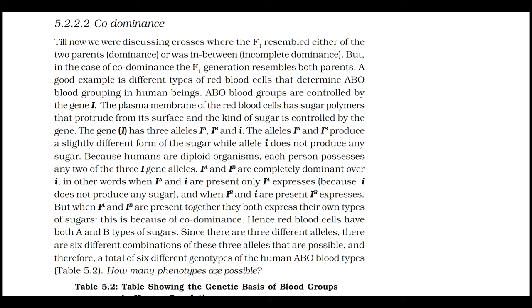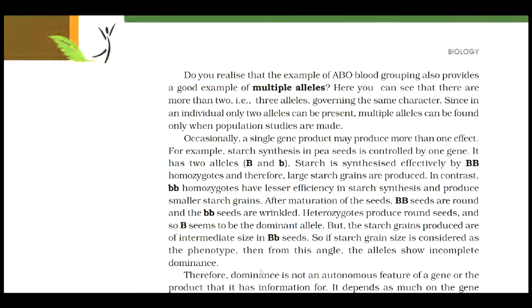How many phenotypes are possible? Do you realize that the example of ABO blood grouping also provides a good example of multiple alleles? Here you can see that there are more than two, that is three alleles governing the same character. Since in an individual only two alleles can be present, multiple alleles can be found only when population studies are made. Occasionally, a single gene product may produce more than one effect.